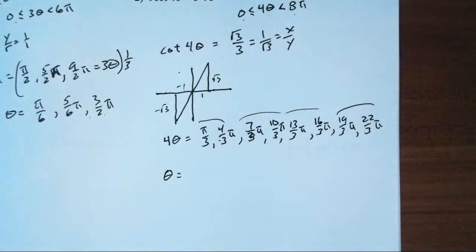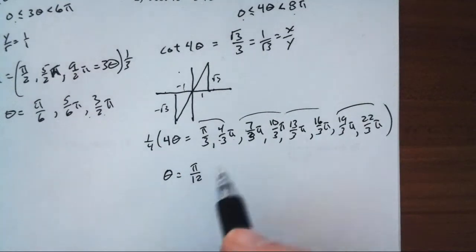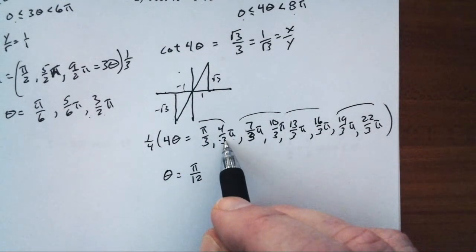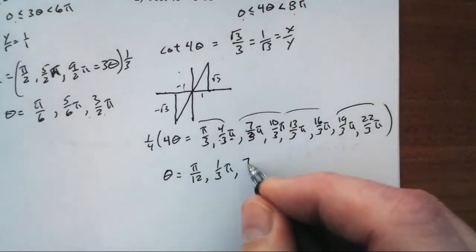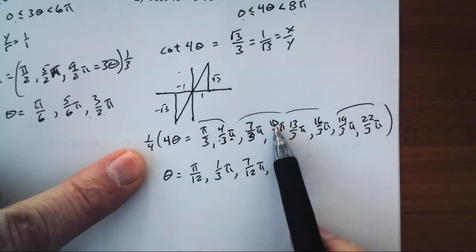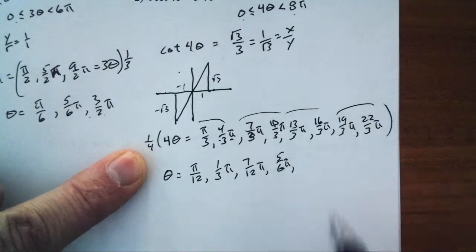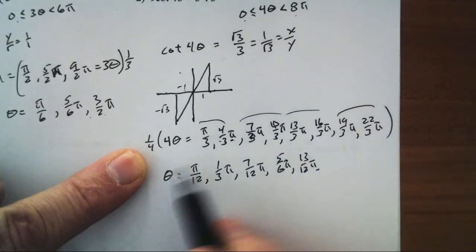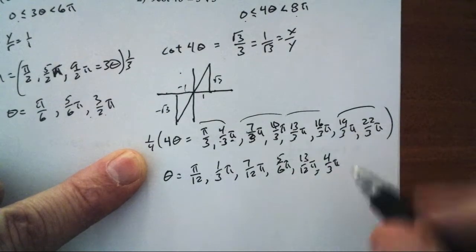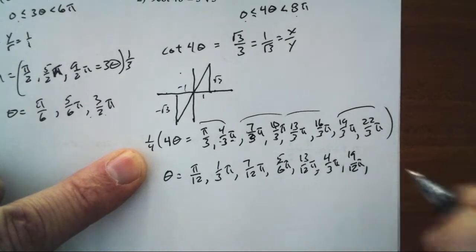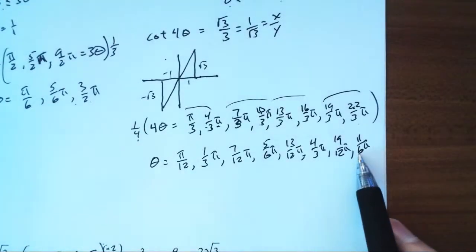So theta equals, multiplying by 1/4 here, pi on 12. 4's cancel here, so that's nice. 4's reduce, 1/3 pi. 7/12 pi. 10 and 4 reduced to 5 and 2. 2 times 3, 6. 5/6 pi. 13/12 pi. 16 divided by 4, 4 on 3 pi. 19/12 pi. And 11 on 2, 11 on 6. 11/6 pi. Notice that's still underneath 2 pi for us.